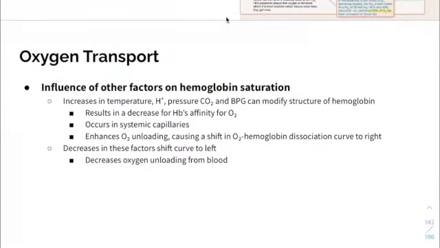So as we talked about, an increase in temperature, hydrogen, that hydrogen affects some of that pH. Pressure of carbon dioxide, BPG, that can all modify the hemoglobin structure and release oxygen. That decreasing affinity is releasing that oxygen out.